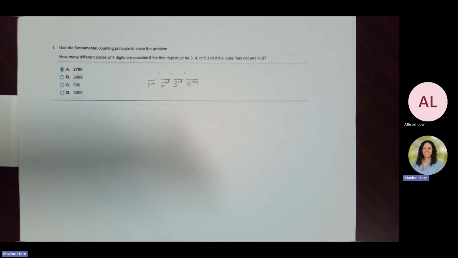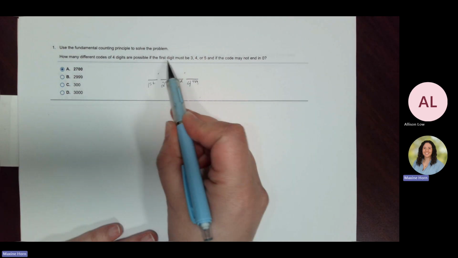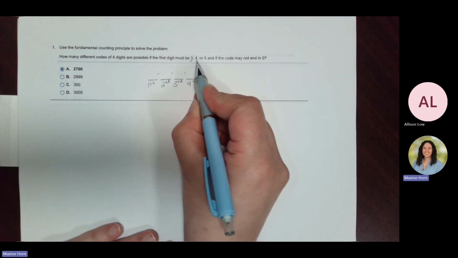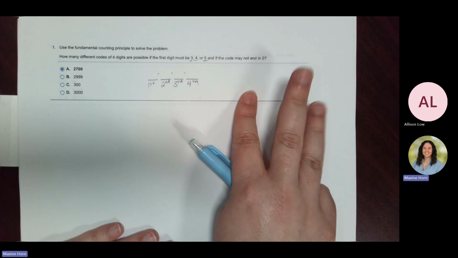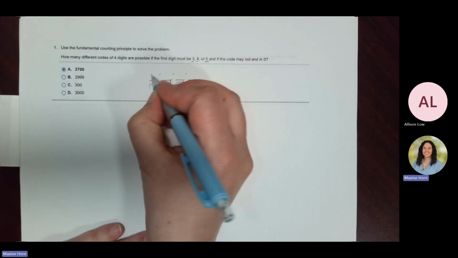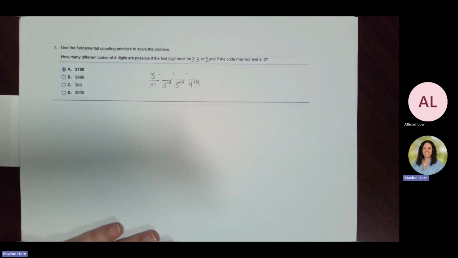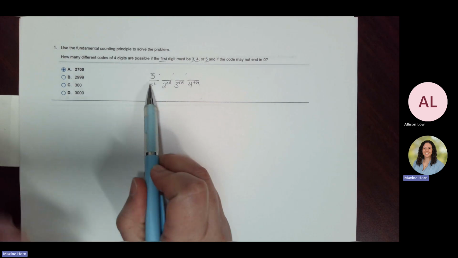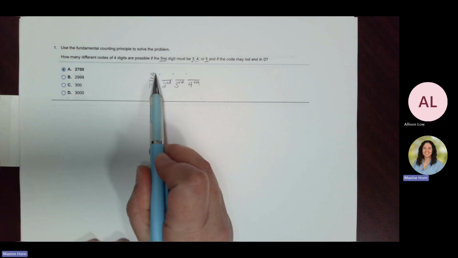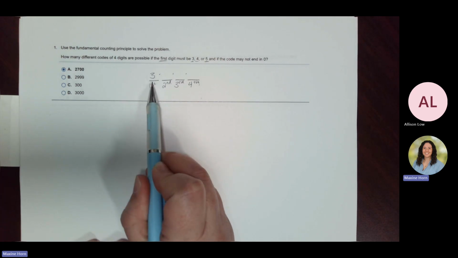Okay, so let's talk about some of the restrictions that we have here. So we have that the first digit must be a 3, a 4, or a 5. So that's 3 different numbers that it can be, 3, 4, or 5. So we only have 3 options for that first digit.